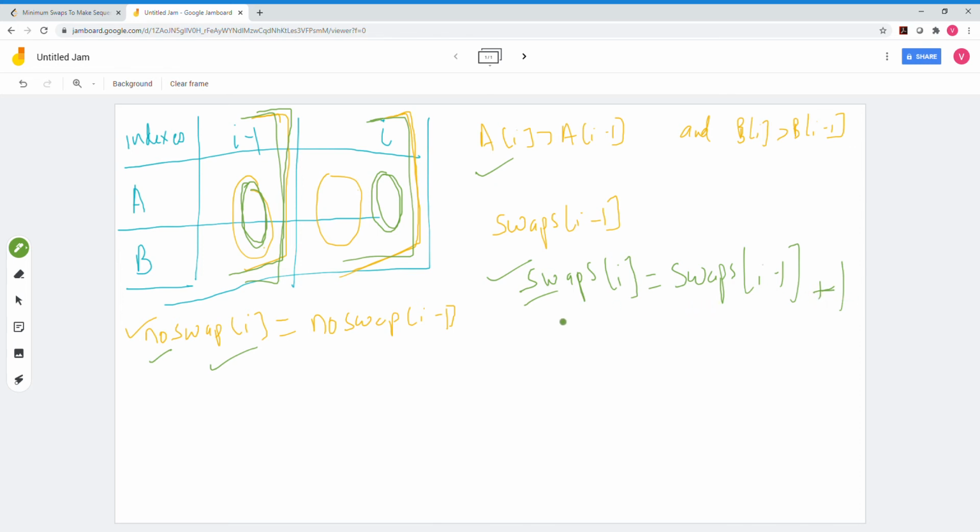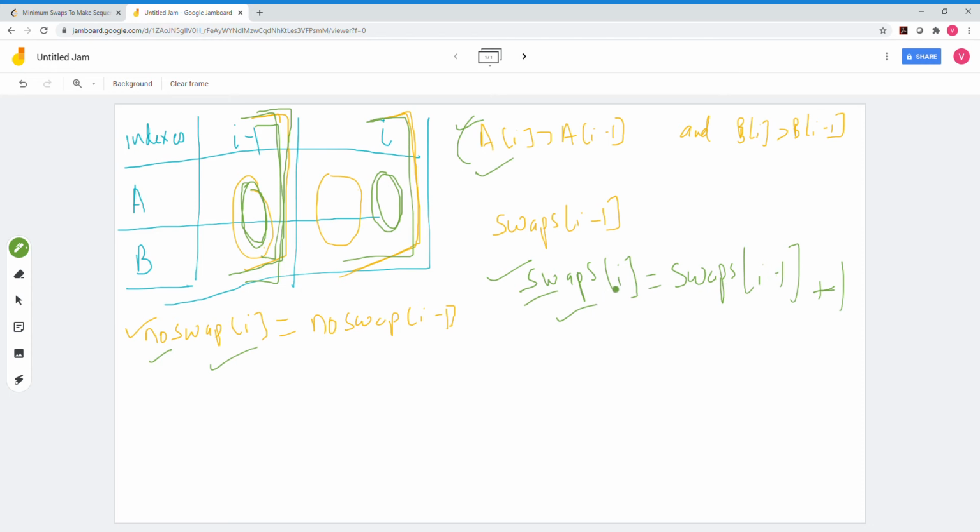Let me explain this a bit more clearly, as I think I fumbled a little. So we want to find swaps of I. Before finding swaps of I, let me explain what swaps of I minus 1 is. Swaps of I minus 1 is the cost to make both the arrays increasing until the I minus 1th index, that is until here, such that there is a swap here. Now with this condition in picture, if there is a swap here, there also must be a swap here. And if there is a swap here and the arrays are becoming strictly increasing until here, isn't that swaps of I? So can't I simply say swaps of I is swaps of I minus 1 plus 1.